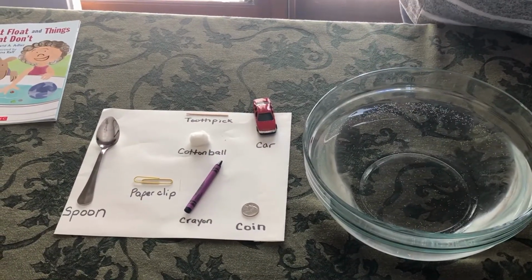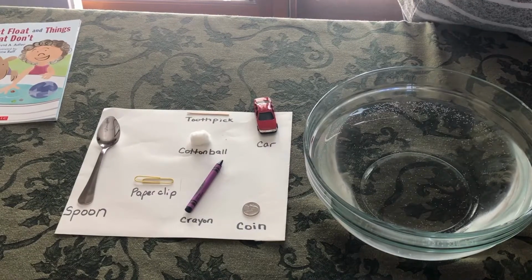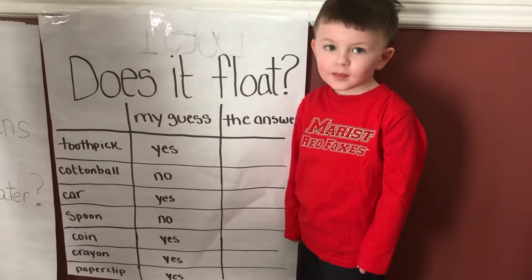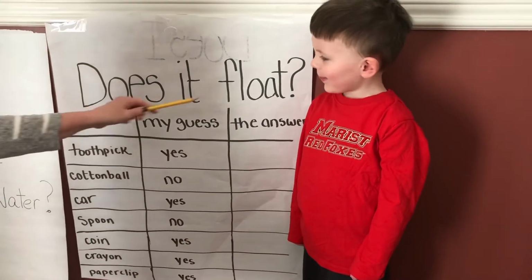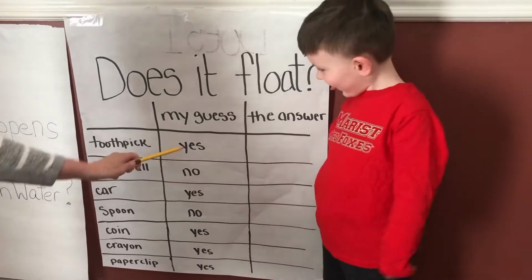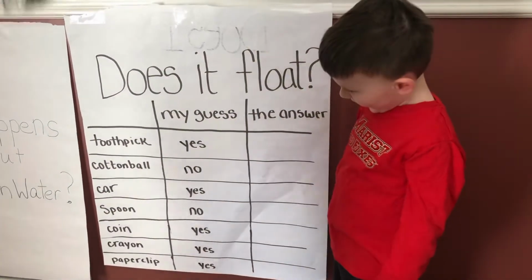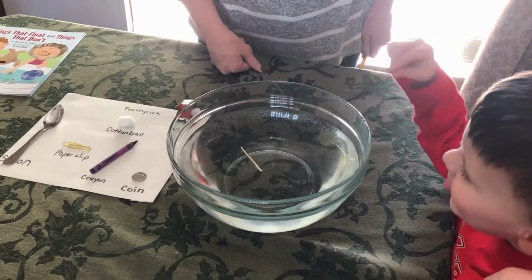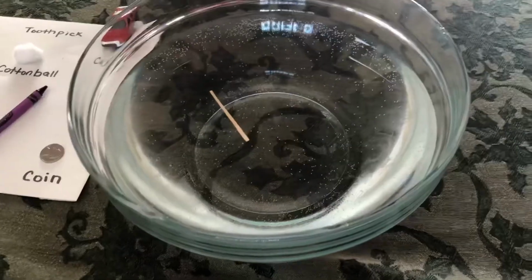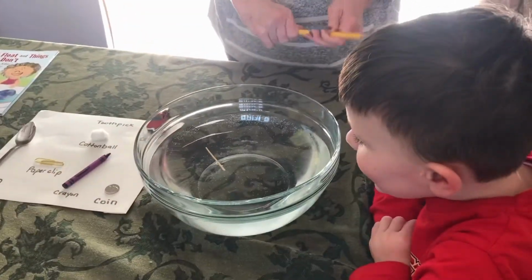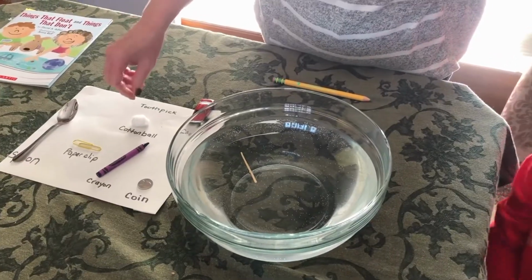So Giovanni was nice enough to give us his predictions of what he thinks these things are going to do. Let's see Giovanni's predictions. Does it float? Toothpick. His guess was yes. Okay, Giovanni, put the toothpick in and let's see what happens. It does float! So his prediction was correct. Okay, so what's the next thing?